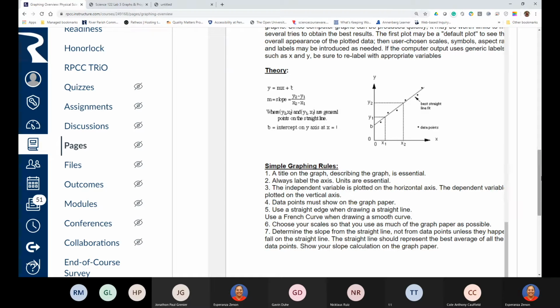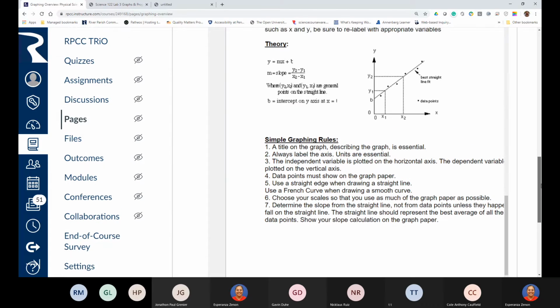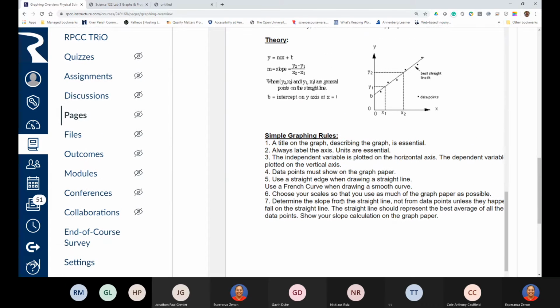All right. So what I've done now is I've summarized the graphing rules for you. This is like a checklist, 1 through 7. When you're drawing a graph, you first check: I got a title. Check, I label my axes, I put units. Check, I got the independent on the horizontal, got the dependent on the vertical. I can't tell you how many times people reverse them. They put the X on this axis and the Y on this one.